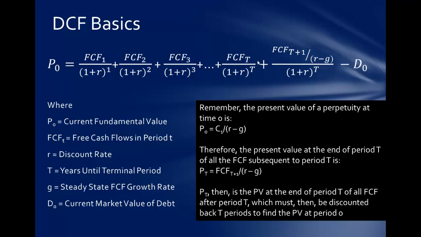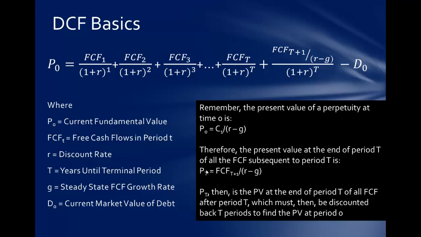So what we can do in this formula up here is we can assume if free cash flows to the firm are growing at a constant rate from this point forward, then standing at the end of period capital T, the terminal period, we can calculate the present value of all of these remaining cash flows as if they are a perpetuity. How would you do that?